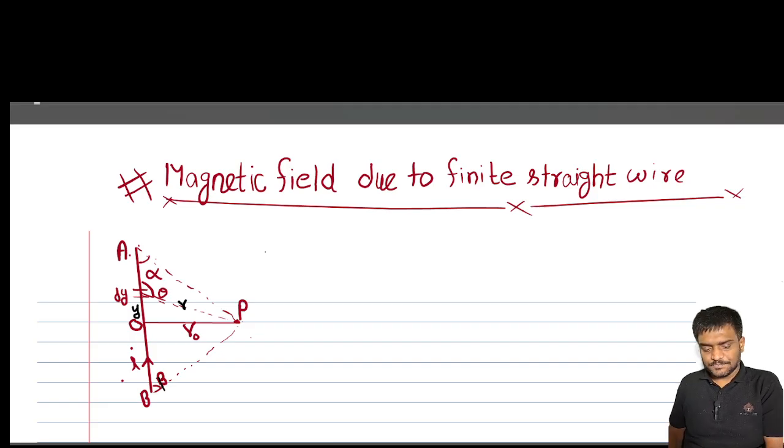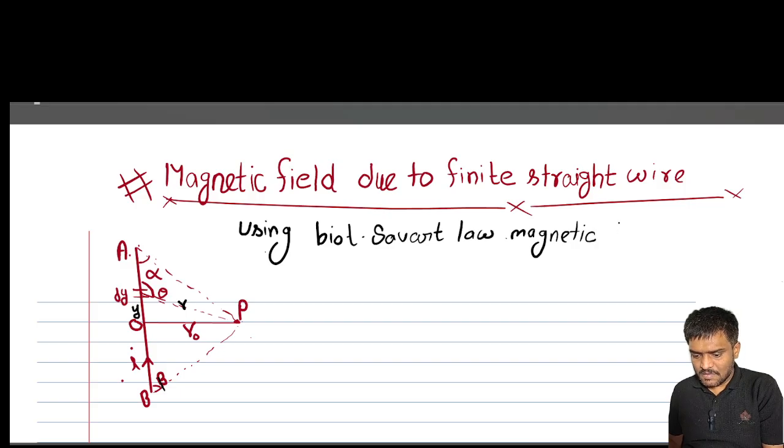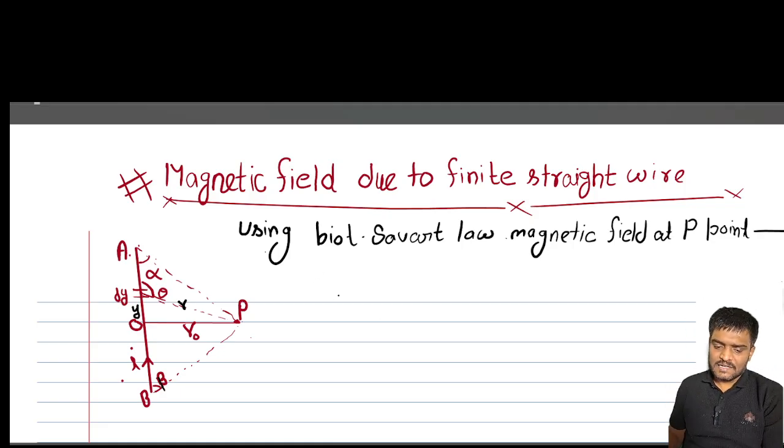So, magnetic field using Biot Savart law, magnetic field at point P, this is a mathematical function. dB, because the length is small, so the magnetic field will also be small.